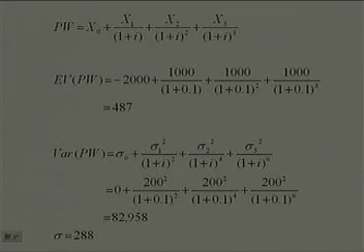Now, this is the risk involved: my net present worth can have a deviation of this much, can have a variance of this much. So the next part of the question says, what is the chance that this particular cash flow may run into losses.